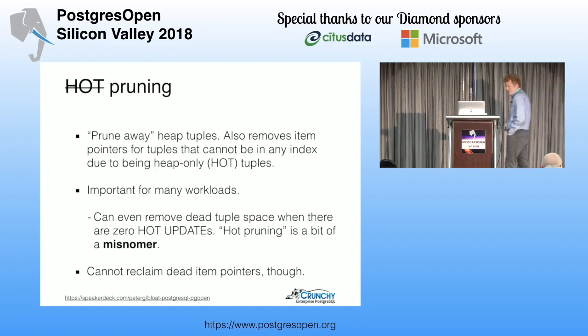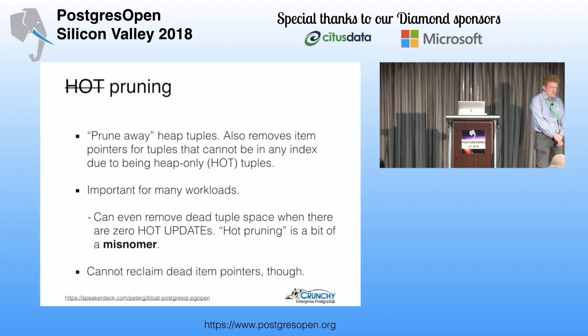But there's also something not to be missed, which is pruning. Even if you don't have hot updates, even if you are actually updating the indexed columns, you still can prune away the root and make it LP dead. So you have that 4 bytes left over. The item pointer must remain there until vacuum can run, and in particular until the second phase of vacuum can run and mark it as reclaimable. But if you do the accounting, you still reclaim most of the space, even though you're not really getting the full advantage of hot.